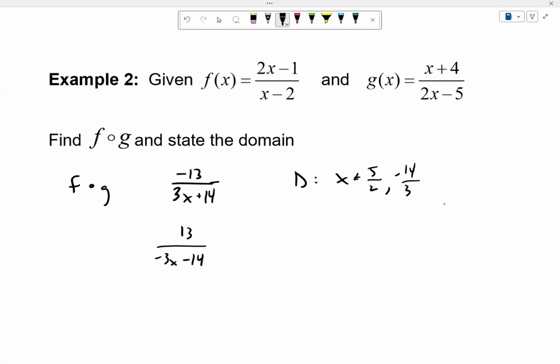So is there an issue? Yes. So this should be minus maybe? Yeah, this should be minus. Oh, be careful. So then this would have to be 14 thirds. Or 13 over negative 3x plus 14, another acceptable answer. So something went wrong somewhere.